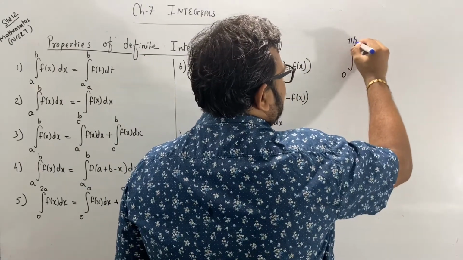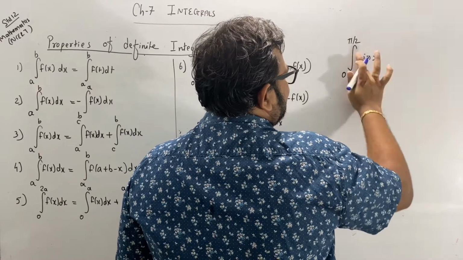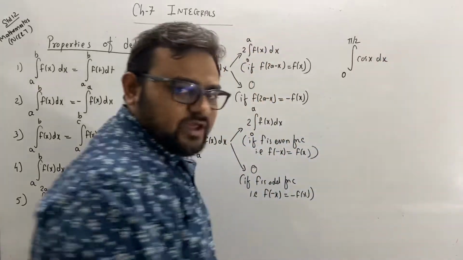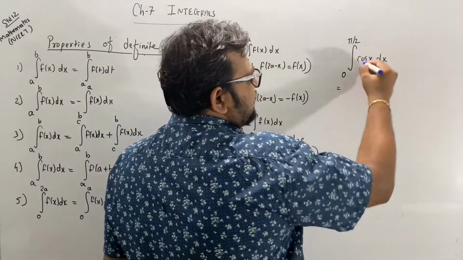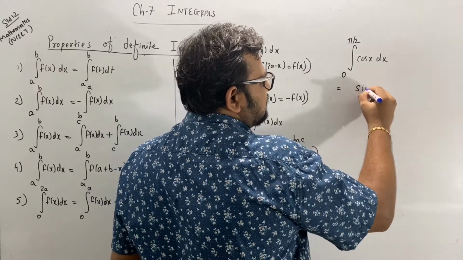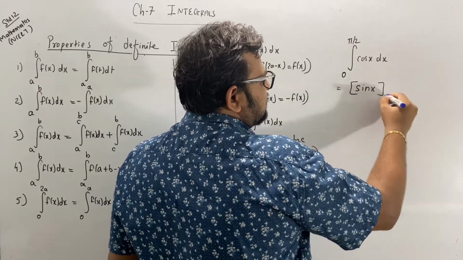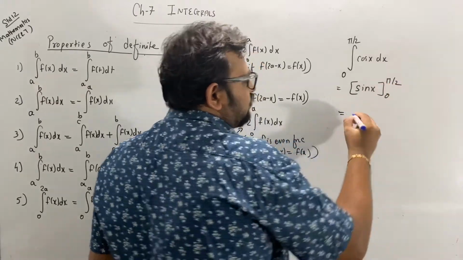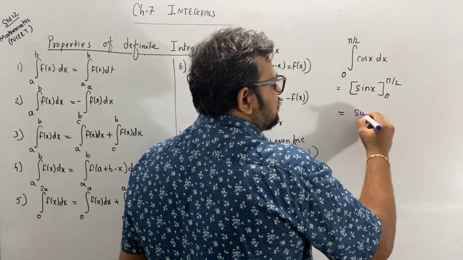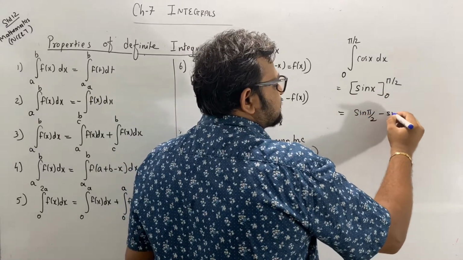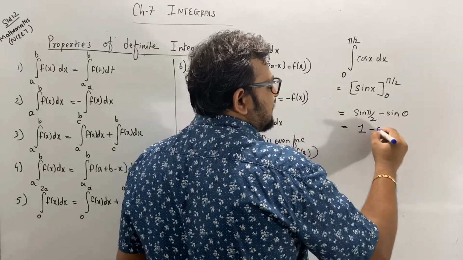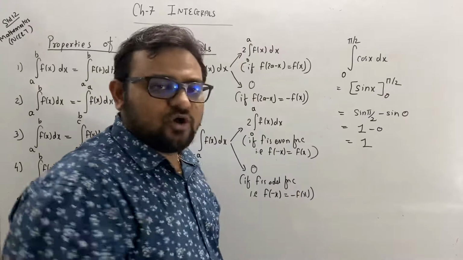0 to pi by 2, let's take cos x dx. So this will be equal to integration of cos x is sin x, 0 to pi by 2. Okay, and let's put the upper and lower limit. Sin pi by 2 minus sin 0. The value of sin pi by 2 is 1 and sin 0 is 0. This will be equal to 1.